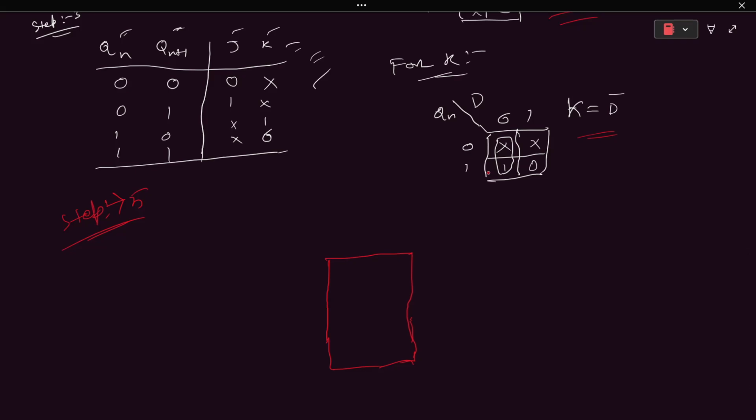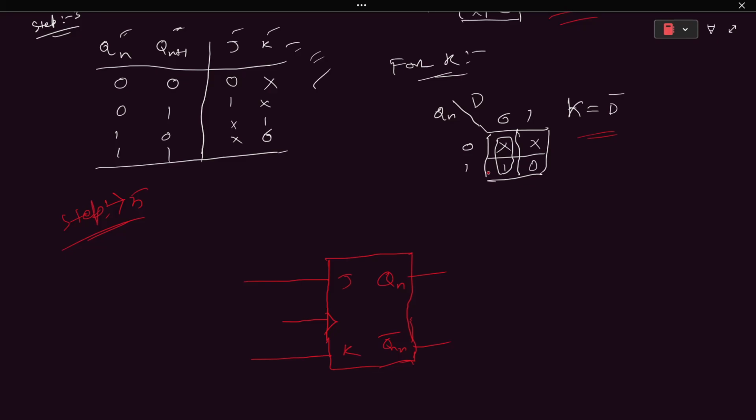Simply draw the block diagram. These are the outputs: QN and QN complement. And the inputs are simply J and K, and the clock triggers the flip-flop. This triggering is quite different from what I discussed in the master-slave flip-flop. Edge triggering is different from level triggering. So I say this may be edge triggering, and I use that symbol.